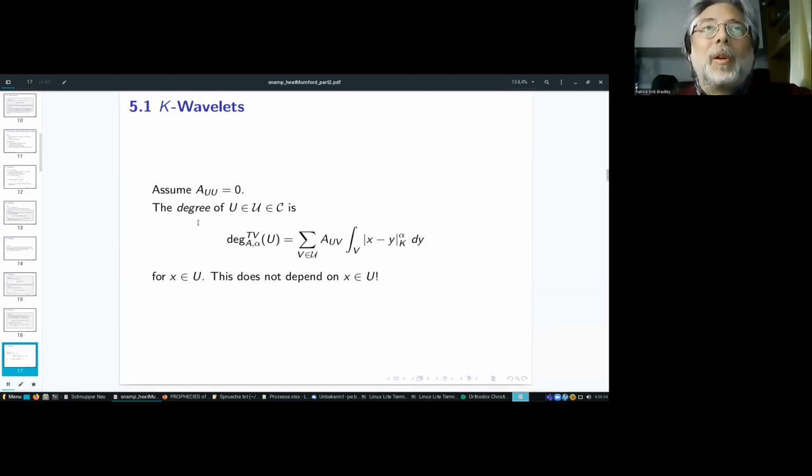And if the diagonal of the matrix is 0, then it becomes a function of just the patch u.